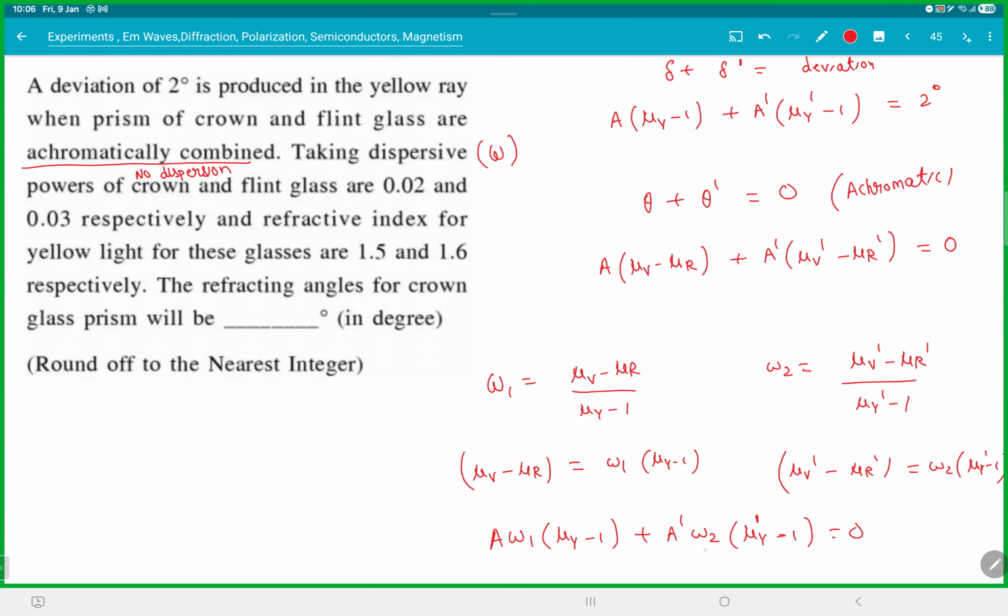You know omega 1, omega 2, you know mu yellow and mu yellow dash. From there you'll get the A and A dash values. Take that and substitute here. That will give you the refracting angle of the crown glass. That's a lot of work actually.